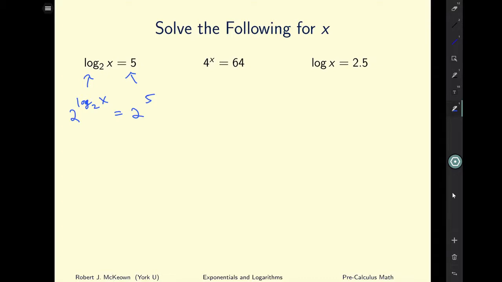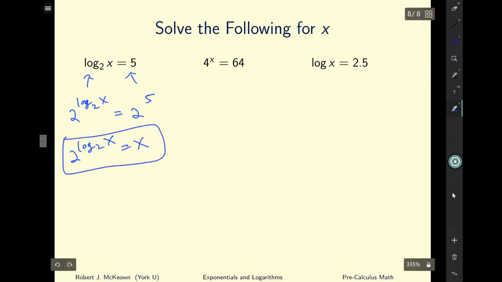Now this left-hand side, whenever I have 2 to the power of log base 2 of x, this thing is just going to be equal to x. In fact, this is a general rule. If I have a to the power of log base a of some value, whatever that value is, these two operators are going to cancel each other out.